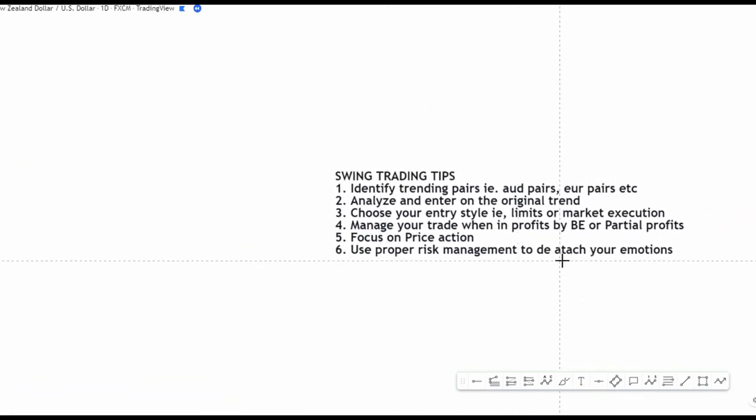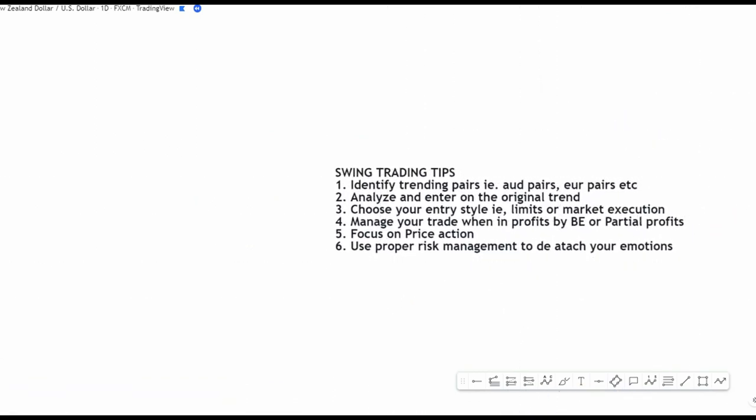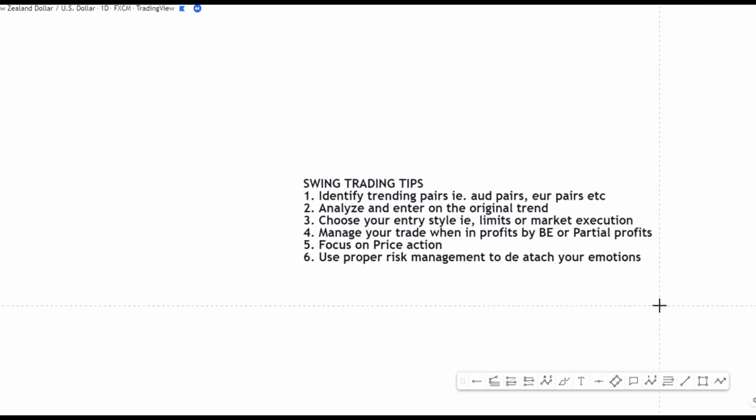Easy up on the tips, and you can use them when day trading. Not when day trading, I'm sorry, this is a swing trade. Okay, so swing trading tips. The first tip is always identify the trending pairs. Here I have tried to give you actual trending pairs that are always in a trend. When I say trending pairs, I mean the actual pairs where you can identify the swing low, swing high, swing low, swing high, all the way up.